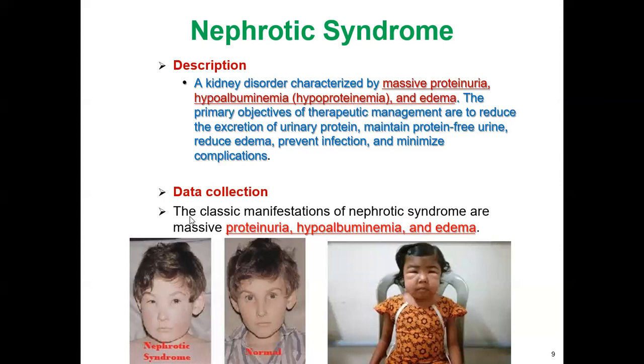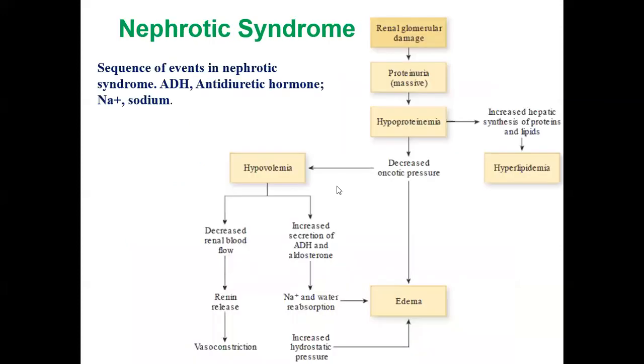What are the data? The classic manifestations of nephrotic syndrome are in this picture, right? We see proteinuria, hypoalbuminemia, and severe edema. Here we go, and a flowchart.